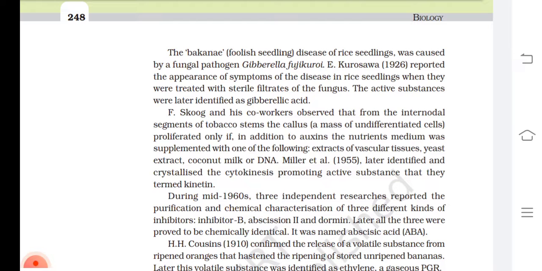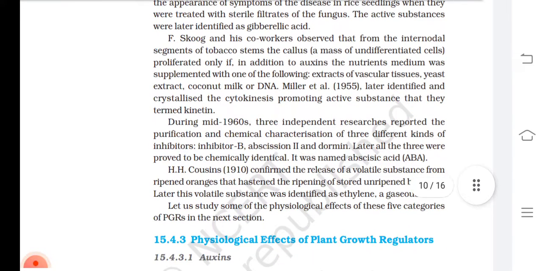During the mid 1960s, three independent researchers reported the purification and chemical characterization of three different kinds of inhibitors: inhibitor B, abscisin II, and dormin. Later, all three were proved to be chemically identical. It was named abscisic acid.